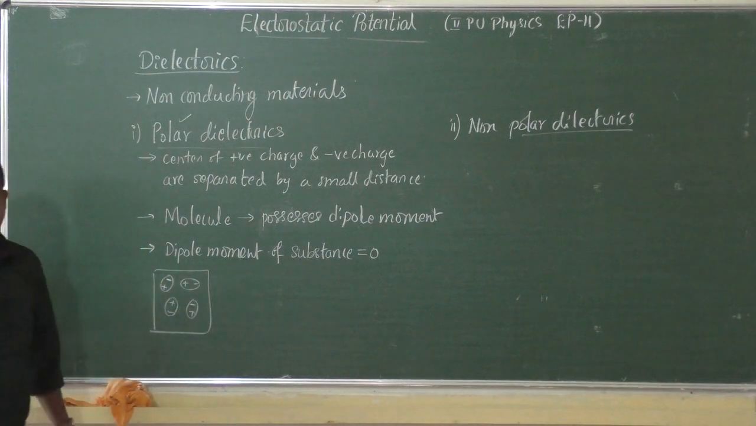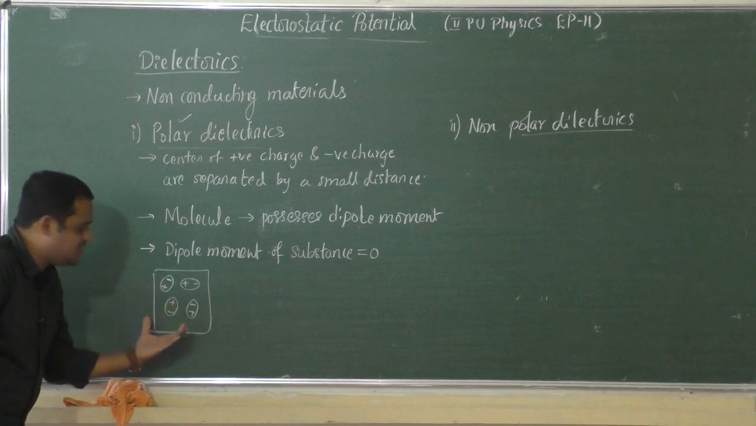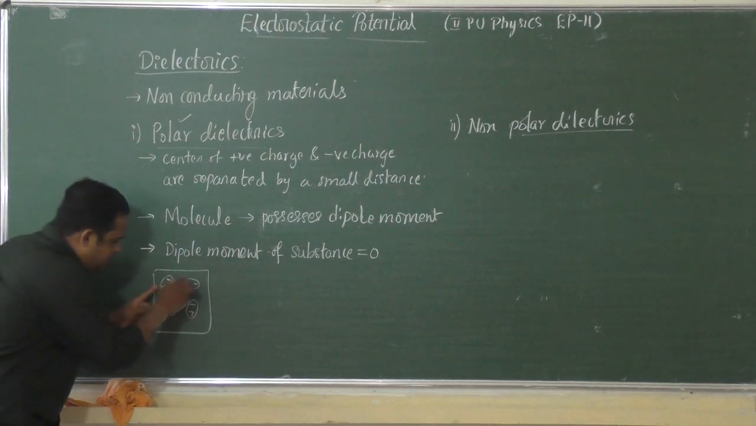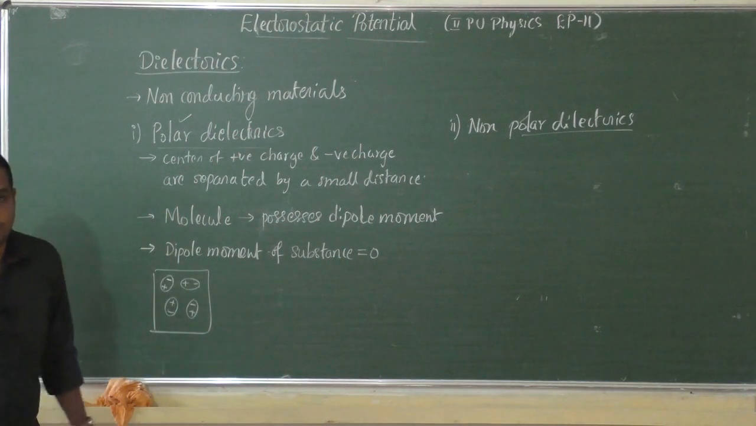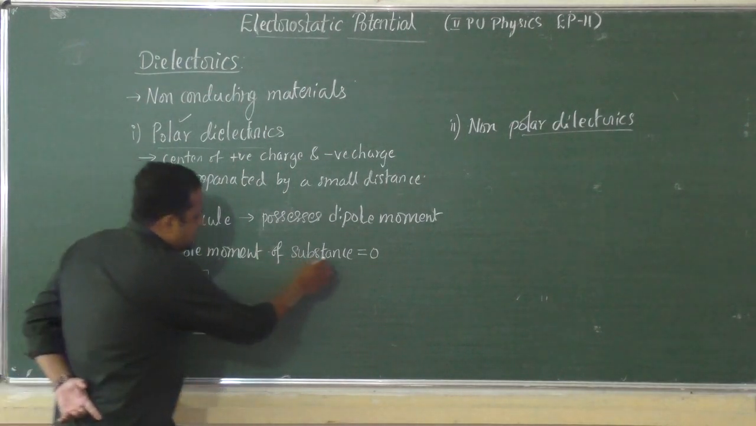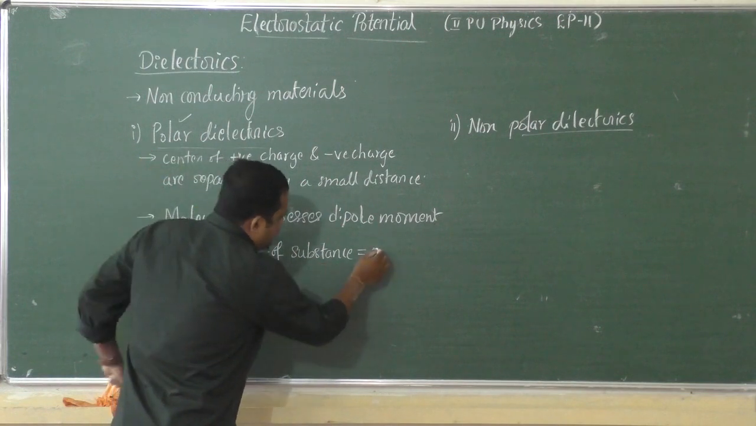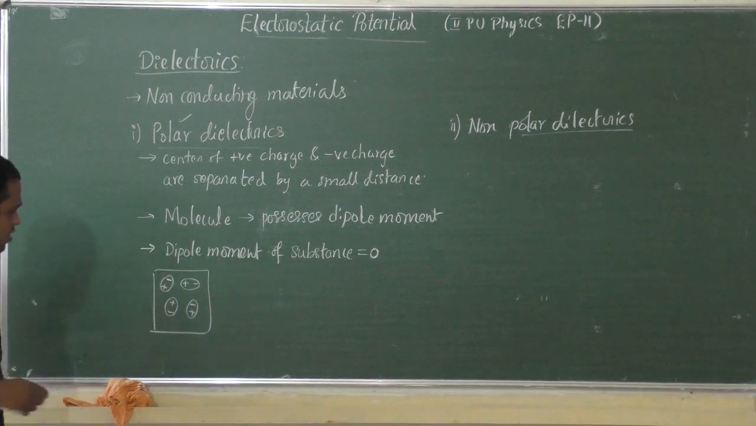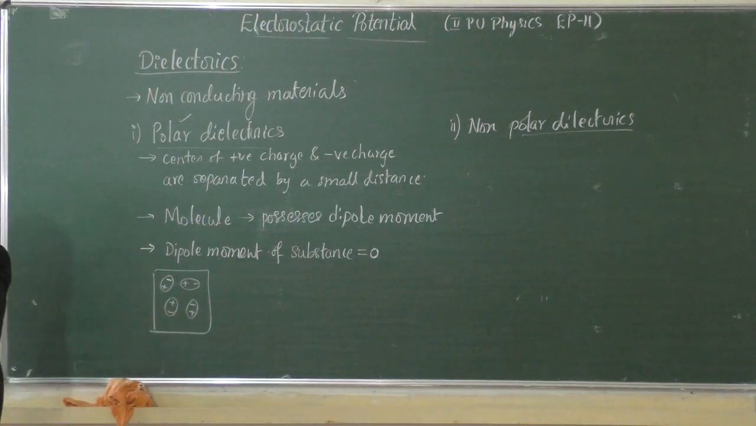Now what is the dipole moment of the substance? How to get the dipole moment of the substance? That can be calculated by adding the dipole moments of individual molecules, because substance is made up of molecules. But if you consider the dipole moment of the polar dielectric substance, dipole moment of the substance is 0. Why it is so? Because of the random orientation of the molecular dipoles.